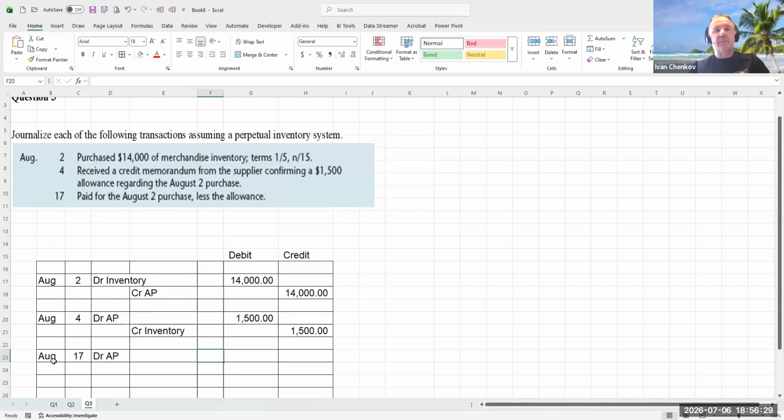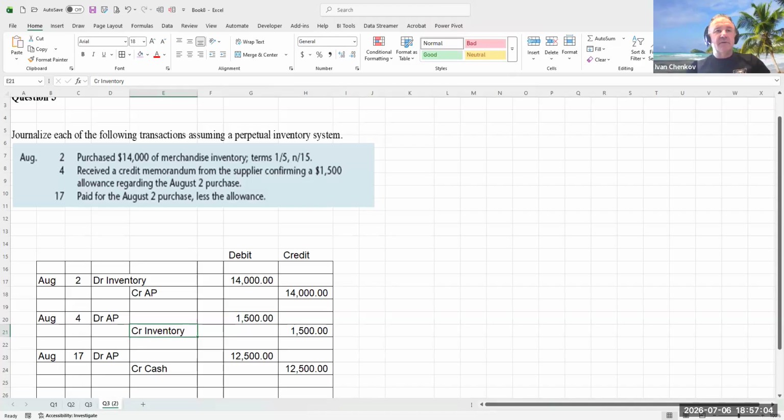Now let's see how much we have to pay. We have to pay 14,000 minus 1,500, so that means $12,500, and we're paying it. Credit is gonna be cash, $12,500. And we're done. In this case, there's no discounts, nothing like that. Just simple return. But as we said, in the perpetual inventory system, everything is going to go to the inventory account.